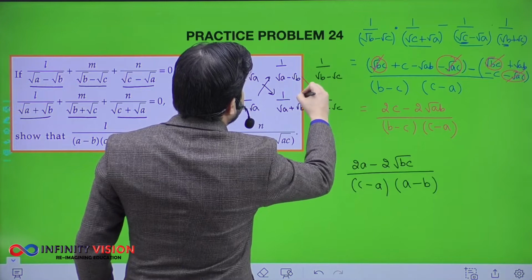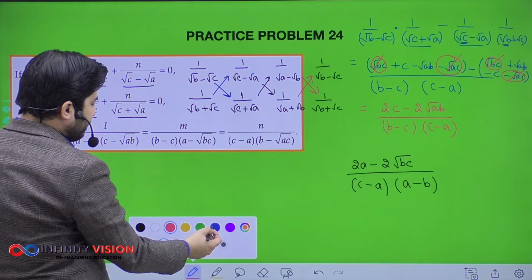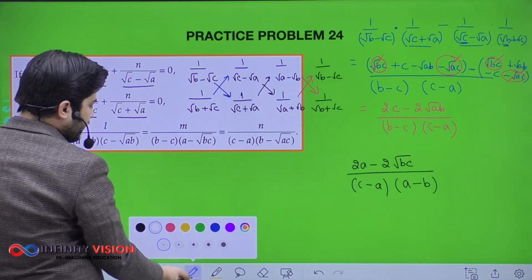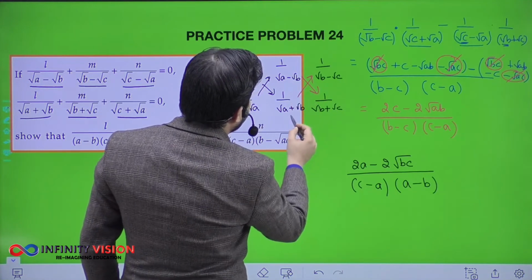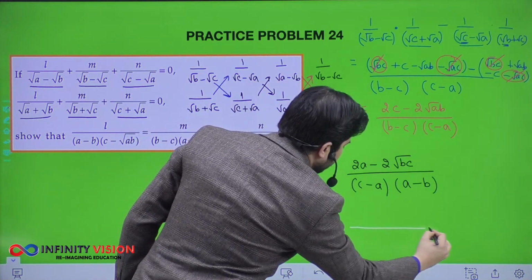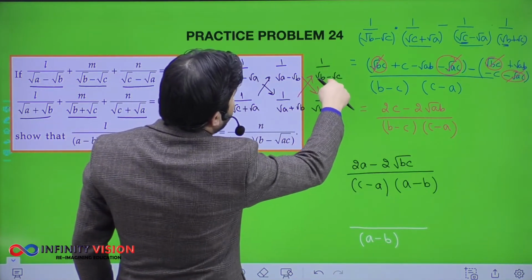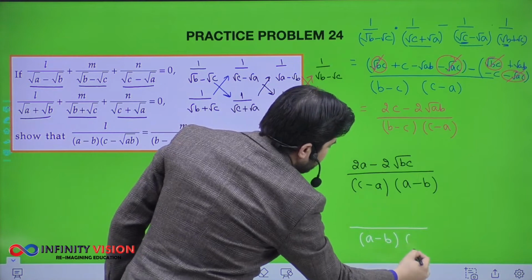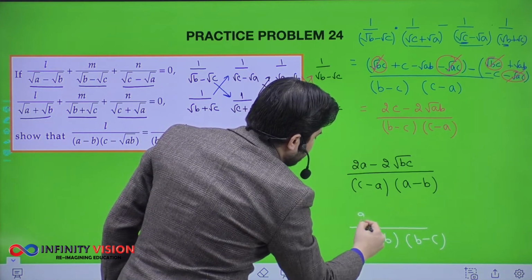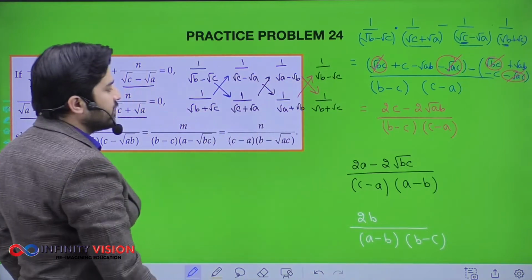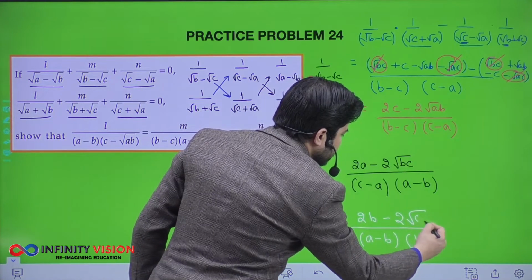This will go with this. The cycle will continue. So you can simply say the third guy would be, you have root a minus root b and root a plus root b. So in the denominator you will have a minus b. And root b minus root c and root b plus root c, you will have b minus c. Here you have minus b, then plus b, so you can write 2b by following the structure. And then minus twice of b has been taken care of, so it would be ca.